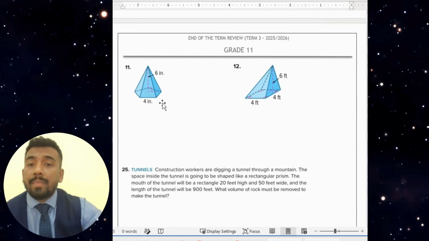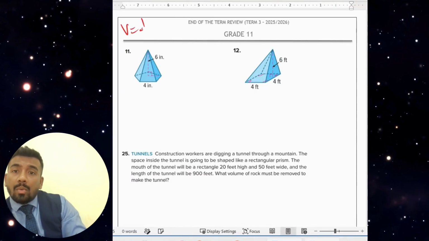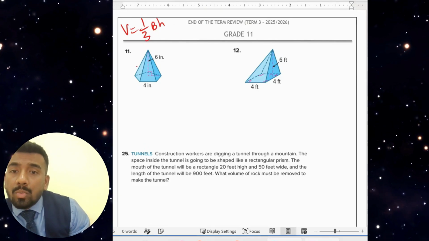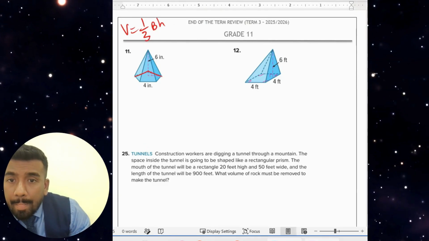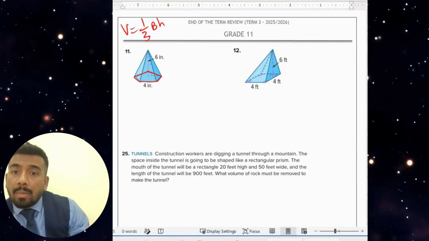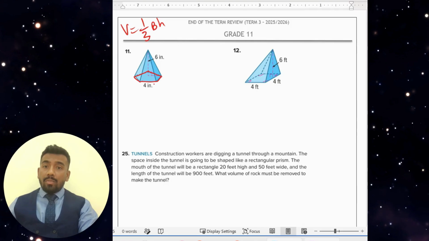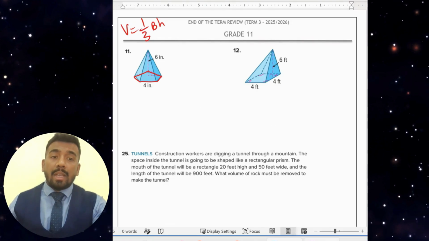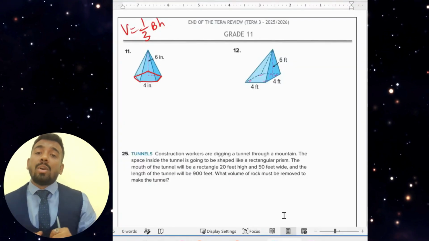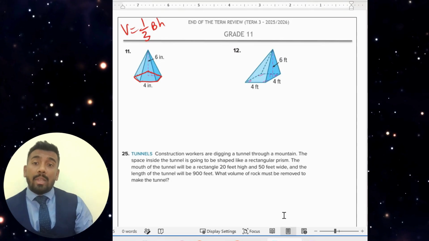Question 11 is the same way. What's the formula for V? 1 over 3 BH. B is what? The base area. And the height, that's 6. But this base, it's like 1, 2, 3, 4, 5. It's a pentagon. A pentagon means we have to solve it like a polygon.